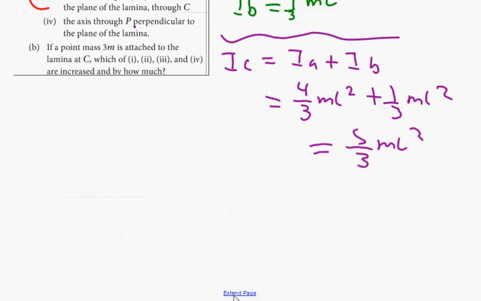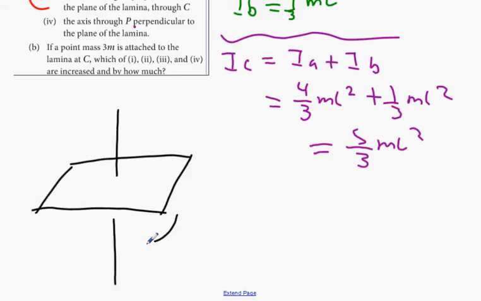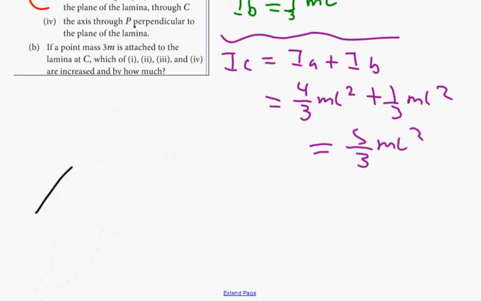If I was to draw a little 3D image, I always do a parallelogram to denote a 3D image of a rectangle. One of them's going through the center, causing it to spin that way. The other one is going through it at the end, causing the full thing to spin around. Okay? So, with that in mind, they're parallel to each other. We can use the parallel axis theorem.